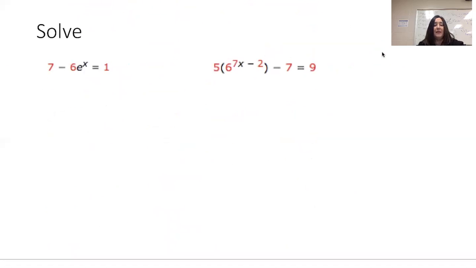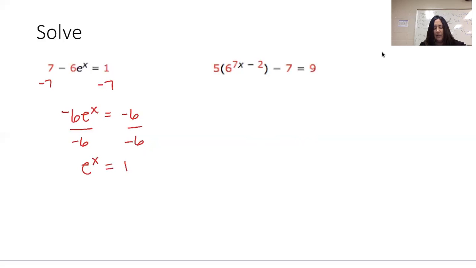Again, what you have to do is isolate the exponential part. So I'm going to subtract 7 from both sides. So I'd have -6 e to the x equals -6. Divide both sides by -6. I get e to the x equals 1. Again, when you have e, it's really ln. So we'd have the ln of 1 equals x. If you type that in the calculator, you can see that x is 0 because e to the 0 is going to give me 1. You can always plug your answers back in and check as well.